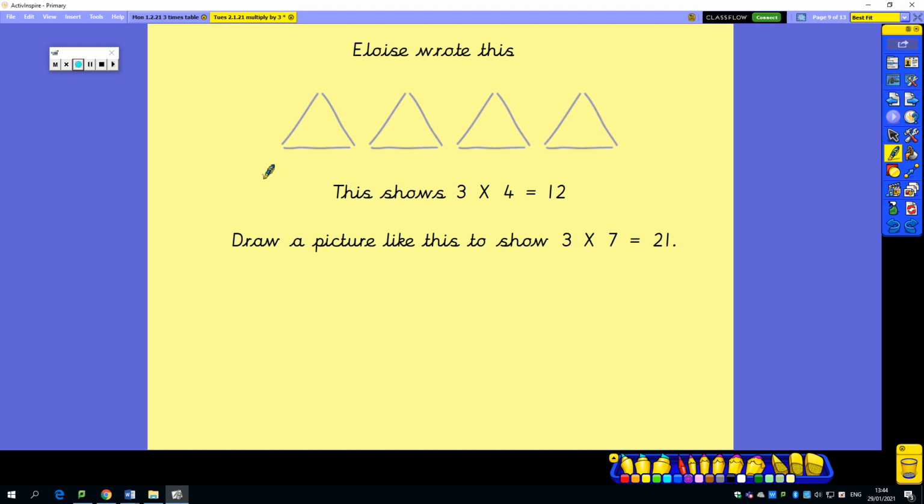I want you to have a go now at drawing a picture like this. So use triangles to show 3 times 7 equals 21. Prove that is true for me by drawing your triangles. Pause me now.